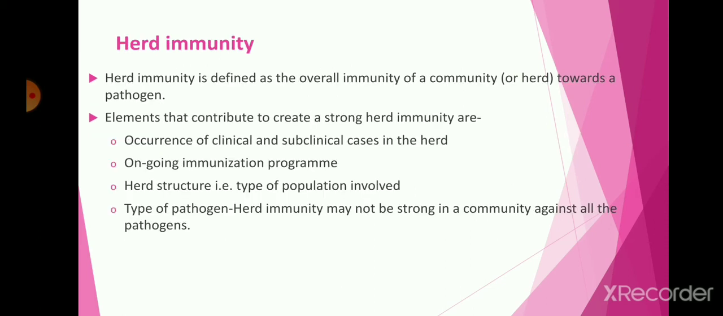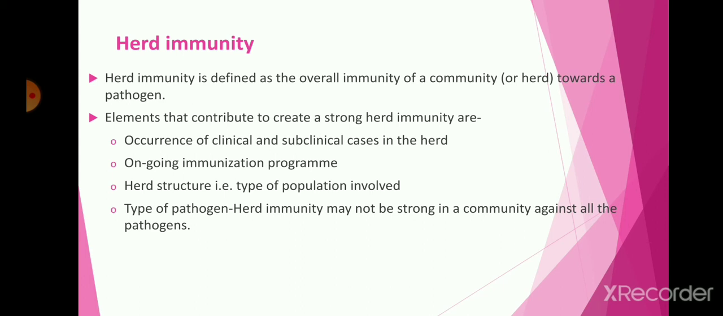So the next point is herd immunity. Herd immunity is also called community immunity. It is defined as the overall immunity of a community towards a pathogen, meaning a group of organisms having immunity against a specific pathogen. There are many elements that contribute to a strong herd immunity, such as the occurrence of clinical and subclinical cases in the herd.